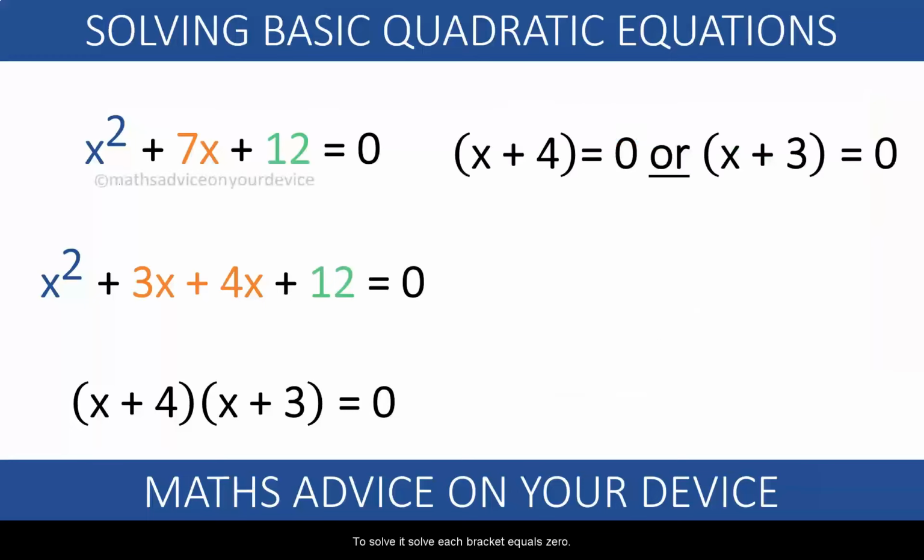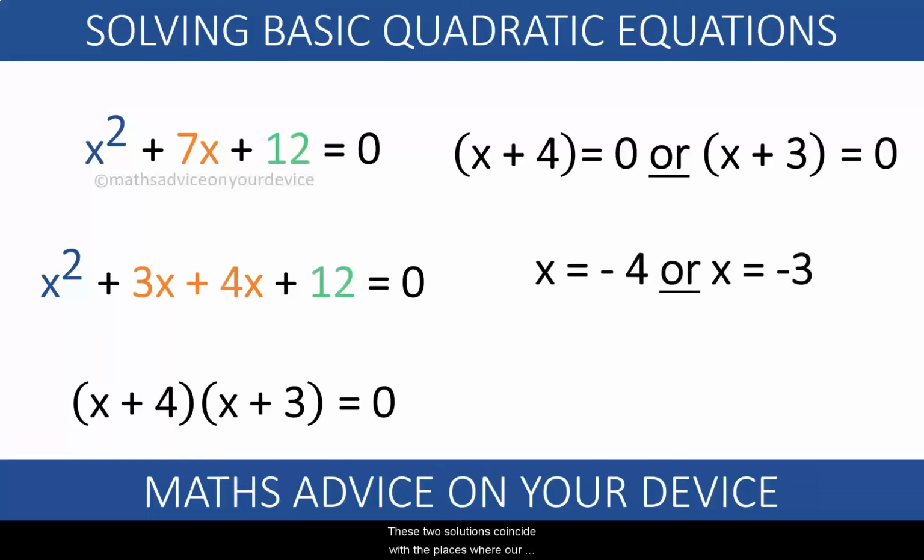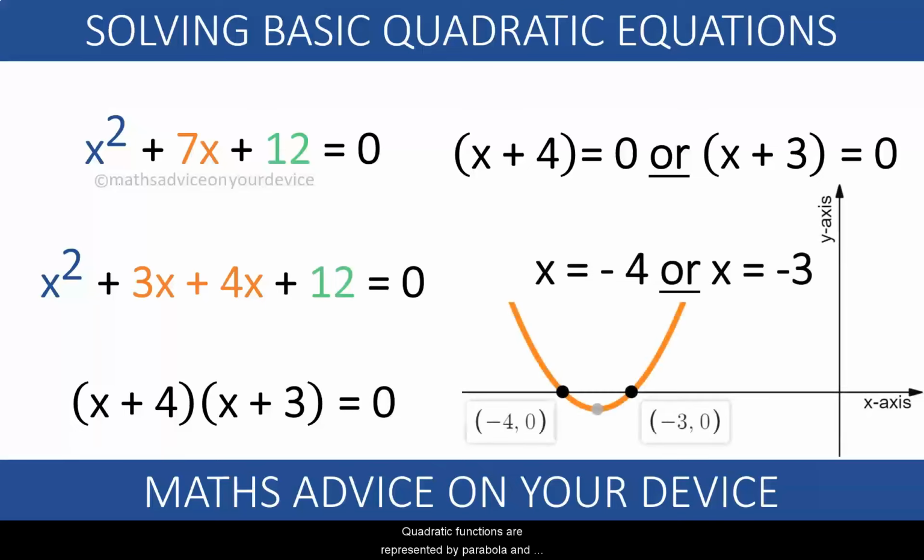To solve it, solve each bracket equals 0. x plus 4 is 0 when x equals negative 4. x plus 3 is 0 when x equals negative 3. These two solutions coincide with the places where our quadratic crosses the horizontal axis.